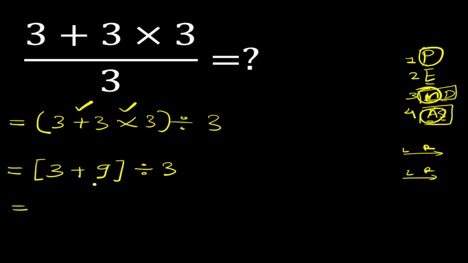So now 3 plus 9 is equal to 12, right? So 12 divided by 3. So 12 divided by 3 is equal to 4. So the correct answer is 4, right?